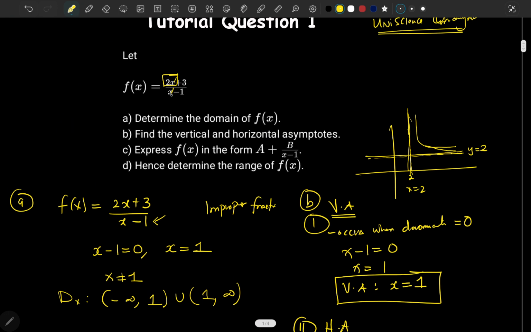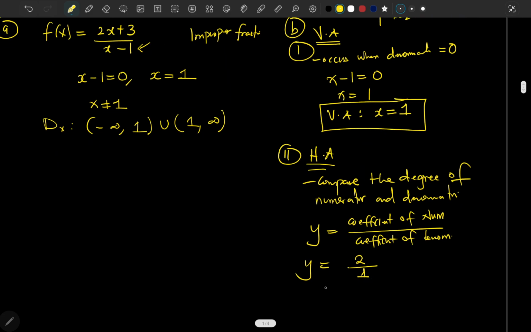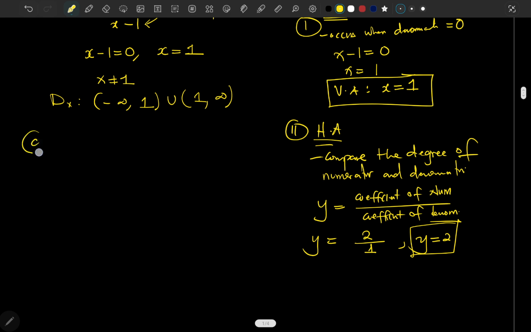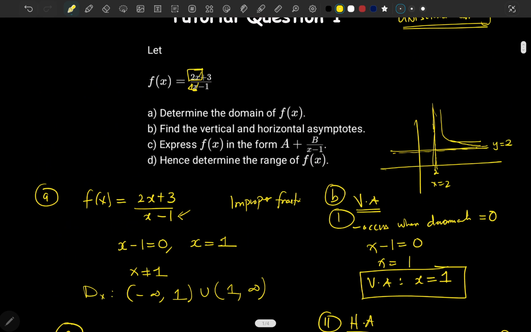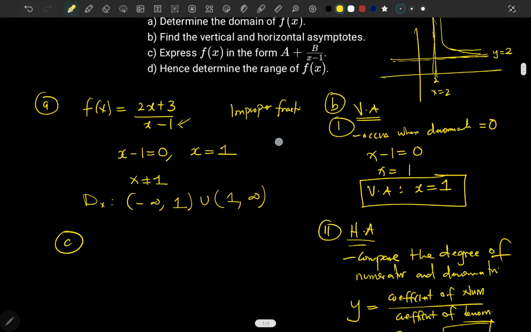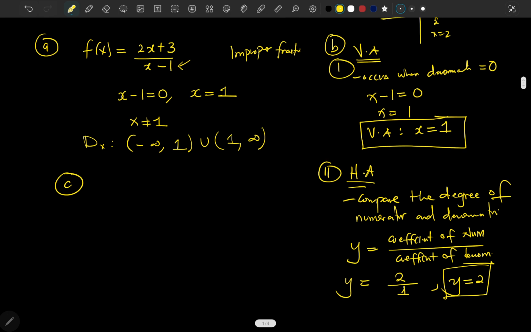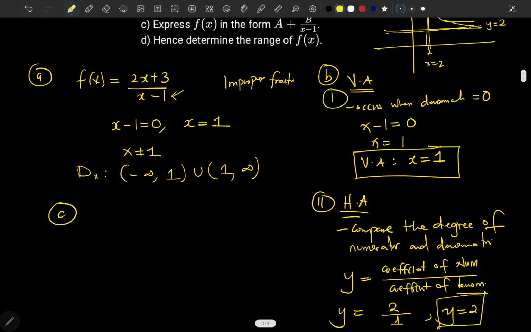And the degree here is 1, but the coefficient is also 1. Meaning y equal to 2 is our asymptote. That's all. Then C, express this in the form of this. Now, we just have to divide. That's all. Just a matter of dividing there.